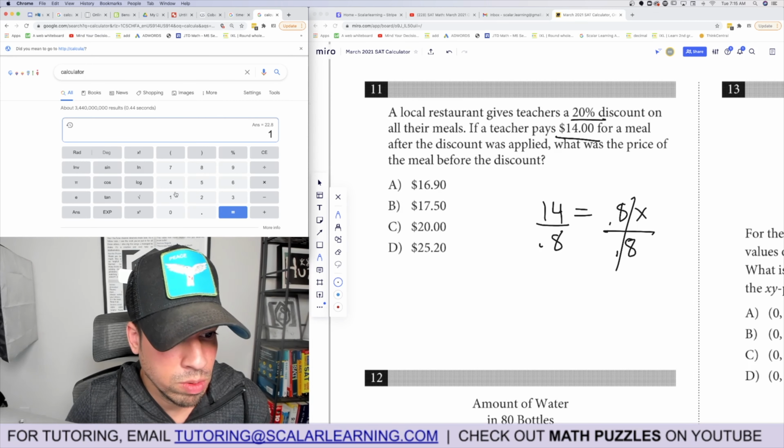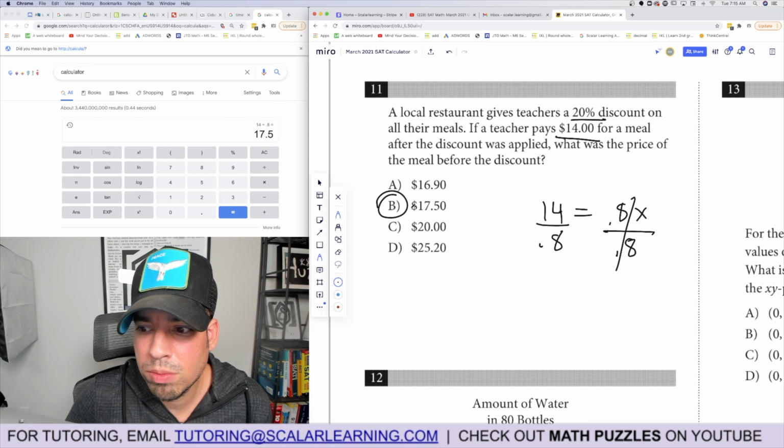We'll use a calculator since we can. And we get 17.50. Boom, done.